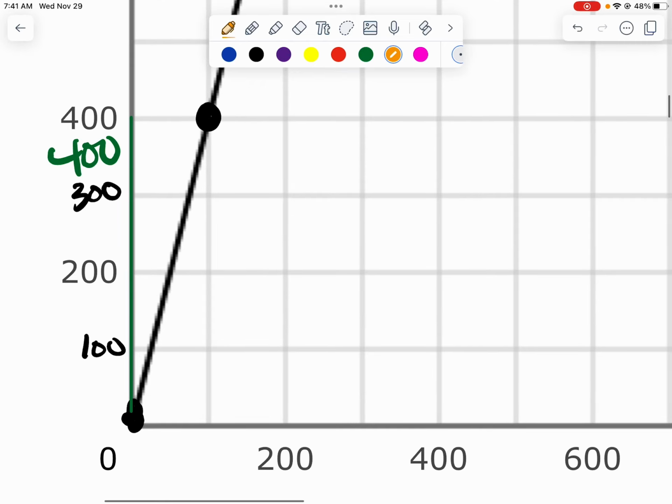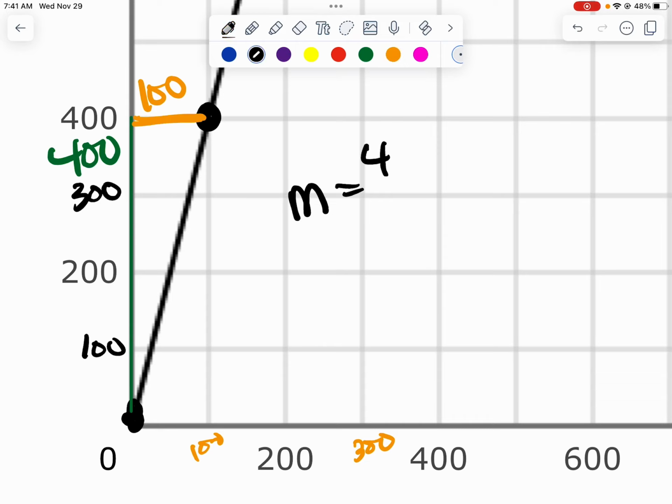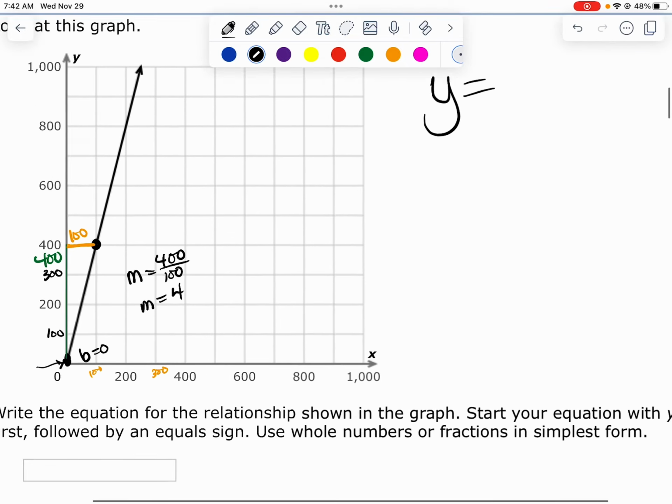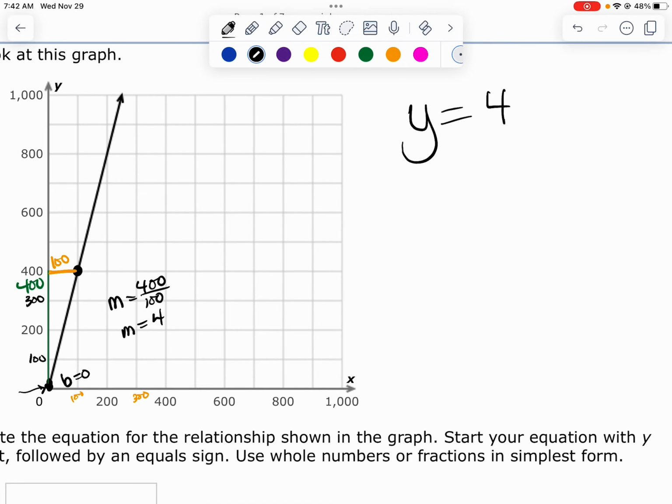Now going across this direction, look, these are going up by hundreds also. So this went over 100. So my slope for this is going to be 400 over 100, which means my slope is 4. Now, where did it go through the y-axis? It went through at 0, so my b value is 0. So, y equals 4x.